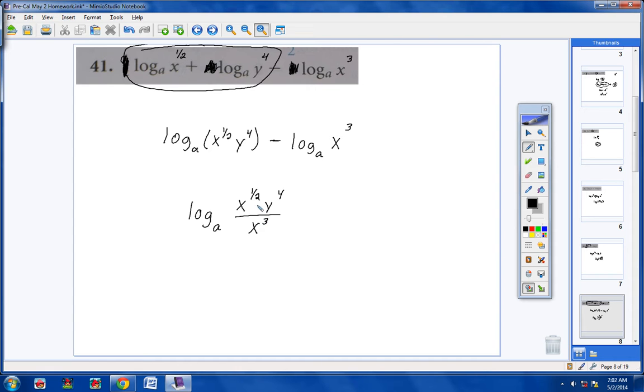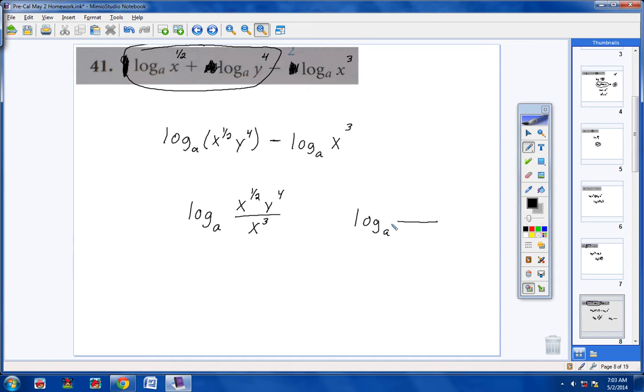Now this is of course pre-calculus class, so I would expect you students to know how to simplify this. Okay, x to the 1/2, x to the 3rd. What you should have learned in Algebra 2 is when you have one term up top, and we do, and one term in the denominator, and we do, and you have like bases, you write the base once in the numerator and you subtract the exponents. Okay, so my final answer would look like this.